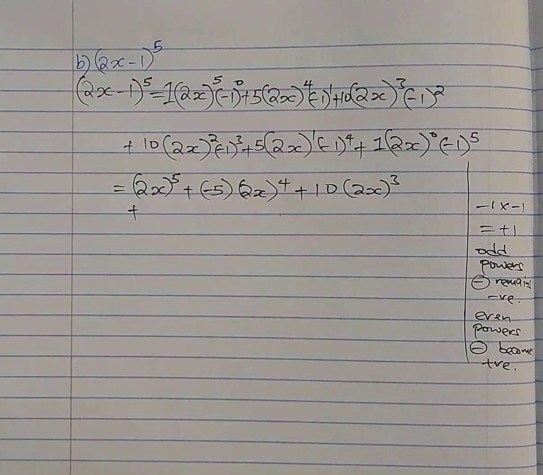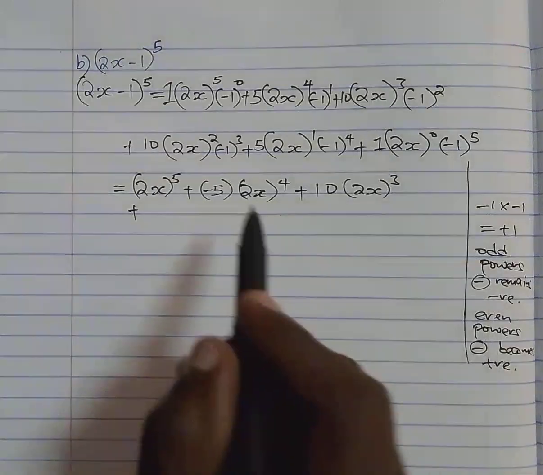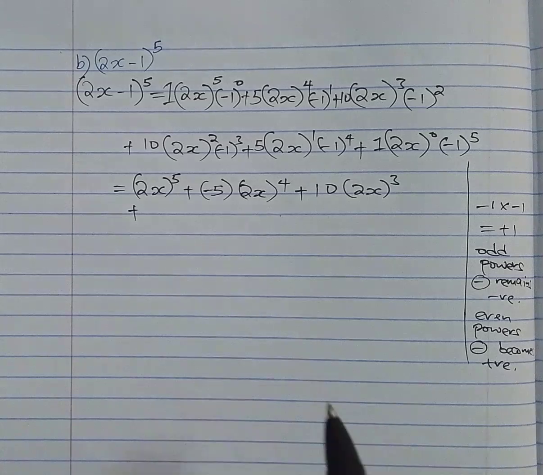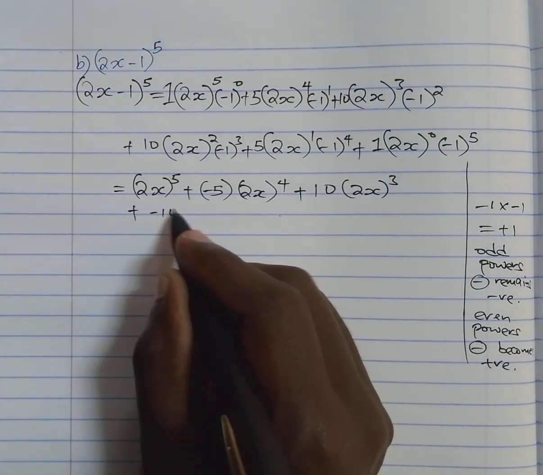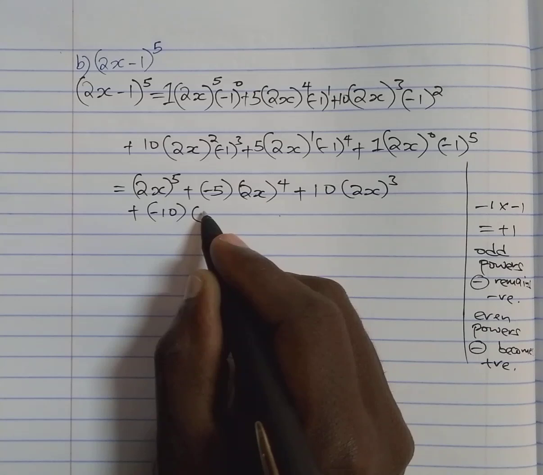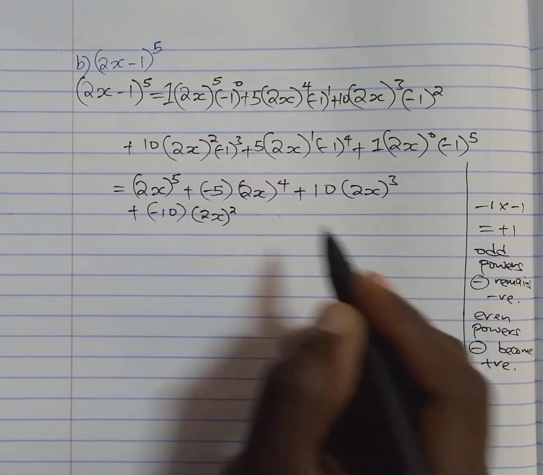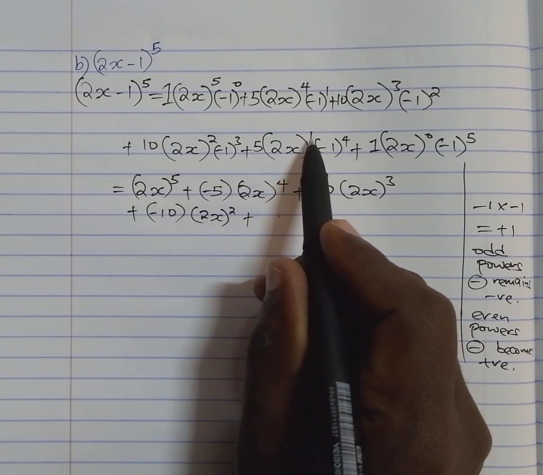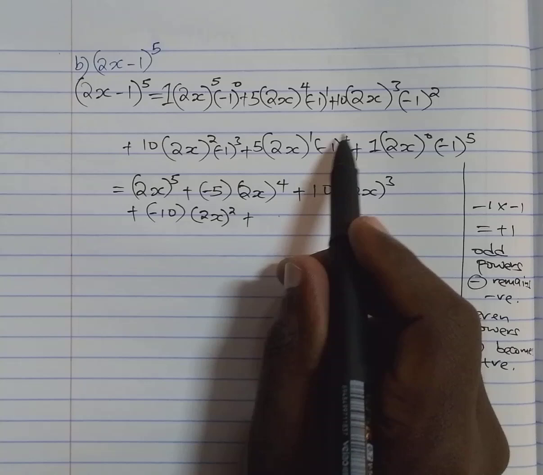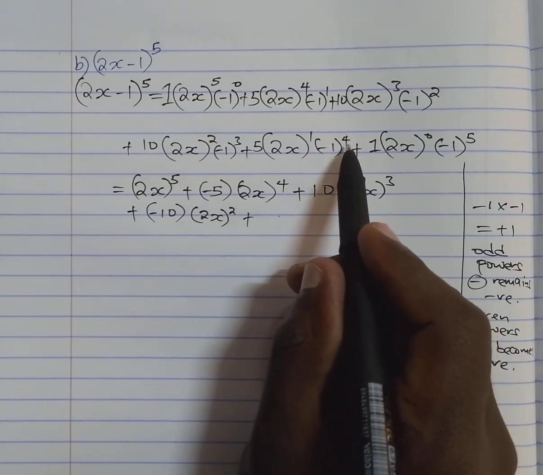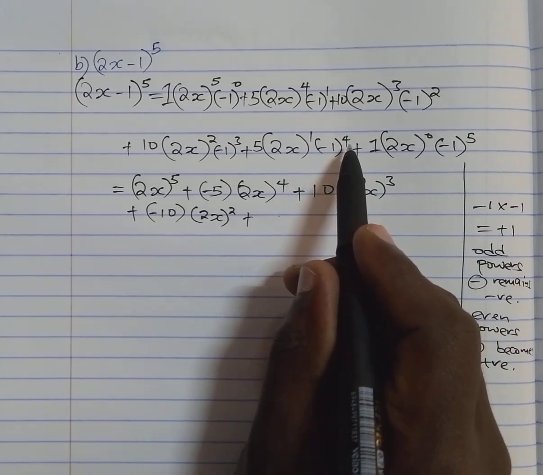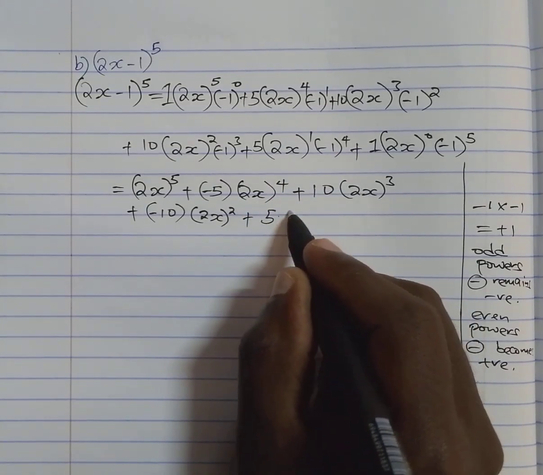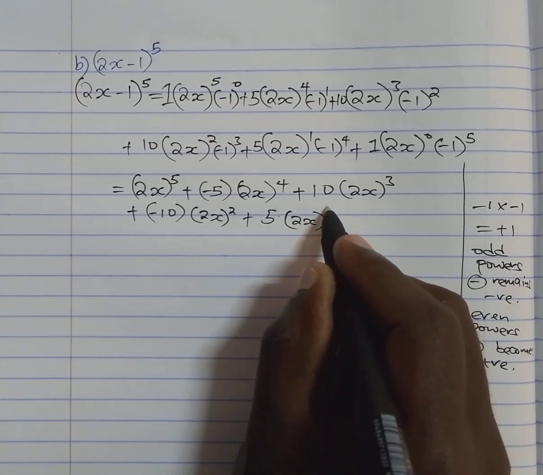So the negative sign becomes positive. So we have an odd power here. We have an odd power, so it means that the negative sign will remain negative. So we'll have negative 10 here multiplied by 2x squared, and then plus 5 multiplied by 2x raised to the power of 1 multiplied by negative 1 to the power 4. Here you realize that the power is positive. 4 is an even number, so this is going to be positive. So we are going to have plus 5, and then we have 2x raised to the power 1.